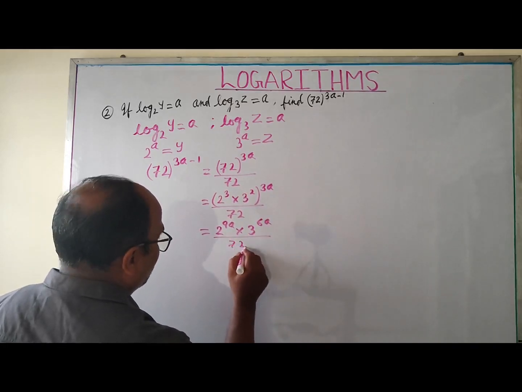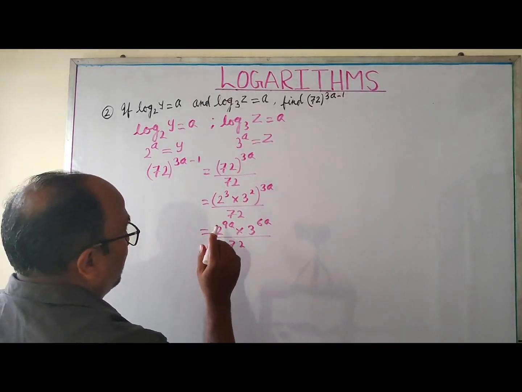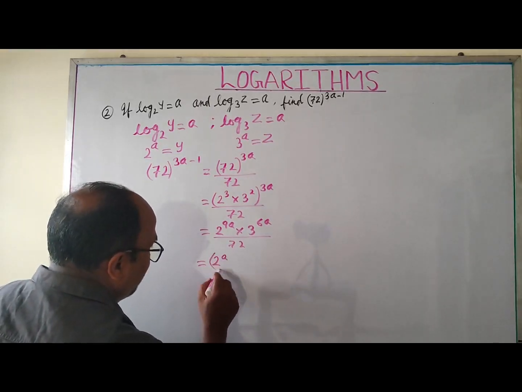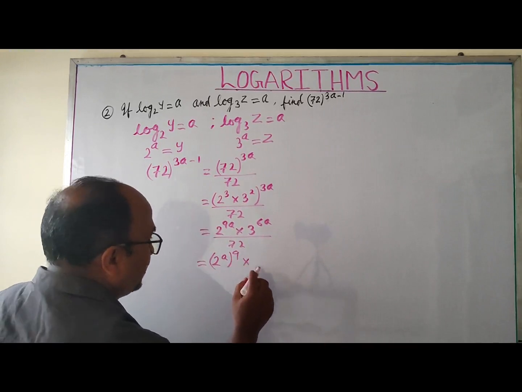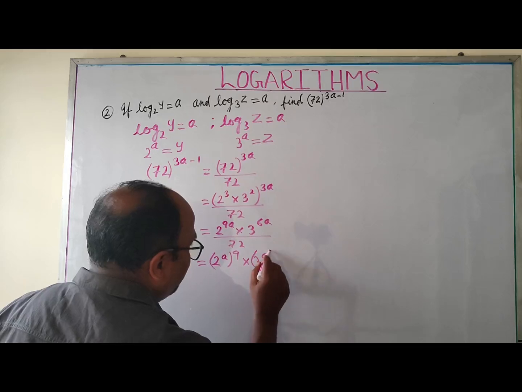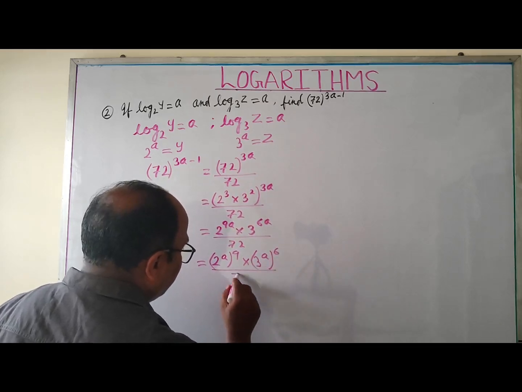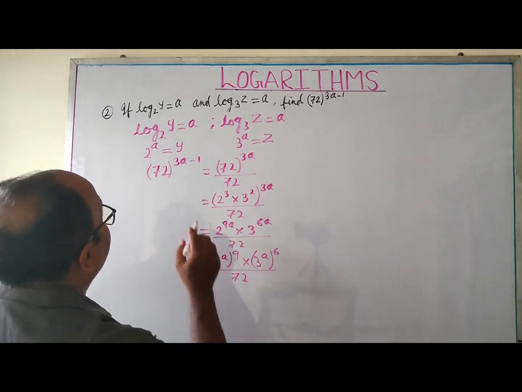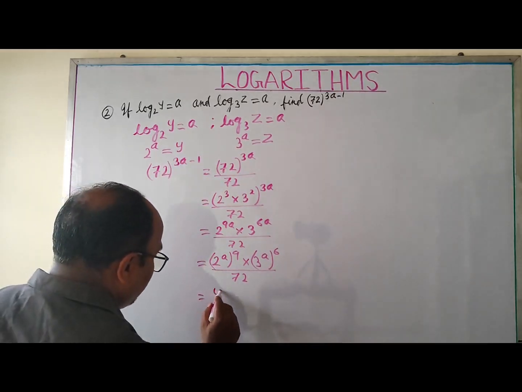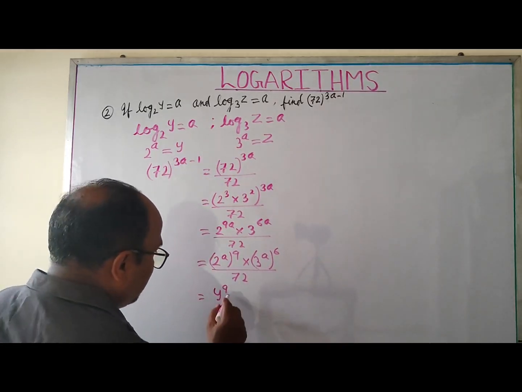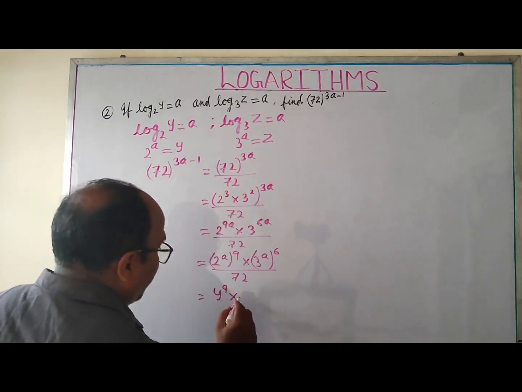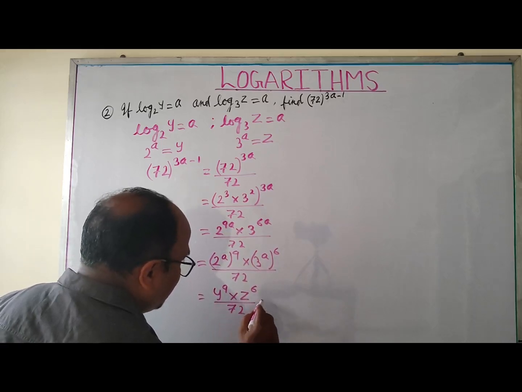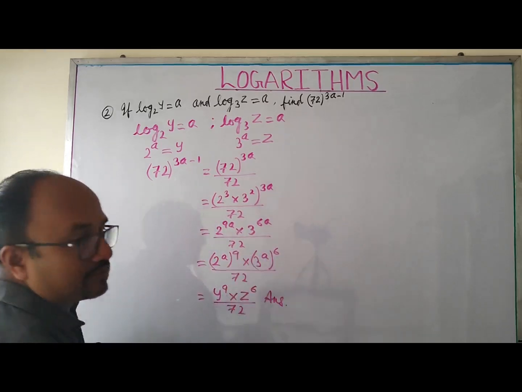Now I know the value for 2 to the power a, so I will write it as 2 to the power a, power 9, into 3 to the power a, power 6, by 72. Now here 2 to the power a can be substituted as y. So y to the power 9, into 3 to the power a can be substituted as z, z to the power 6, by 72. So this is my answer.